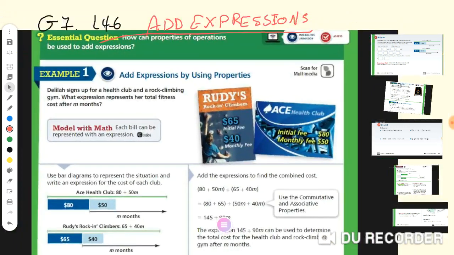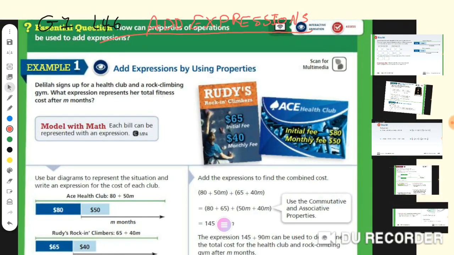Which talks about Dalila, who signs up for a health club and rock climbing. So she signed up for two plans, one for the health club and the other for rock climbing. So what expression represents her total fitness cost after m months? The variable here is m, the number of months.